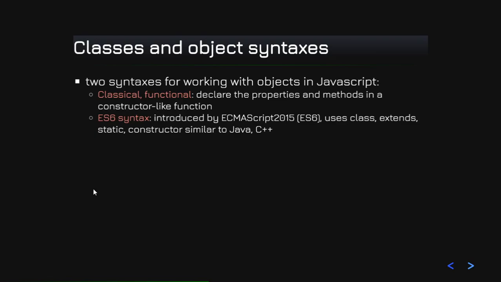And then there's the new syntax introduced by ES6, where we actually have the keywords class, extends and static. It looks very similar to the way we work with objects in Java, C++, C Sharp, and so on. But it's just syntactic sugar. Behind the scenes, we still have only prototypes, only objects in JavaScript, which are cloned and modified by adding or removing properties and methods. So we start with the first syntax, the classical, the functional one, and then we'll move to the new ES6 syntax.